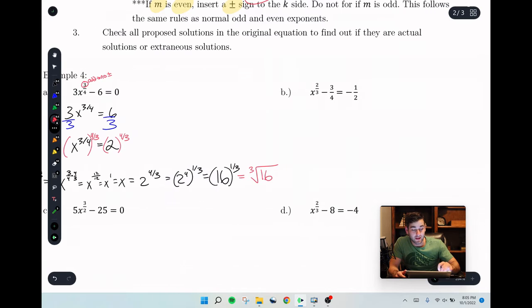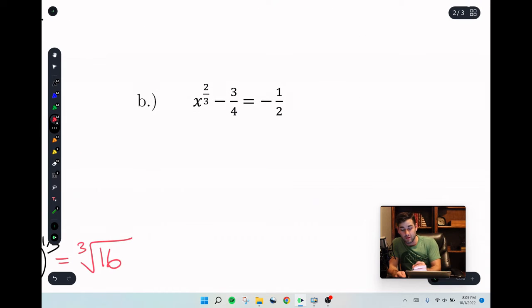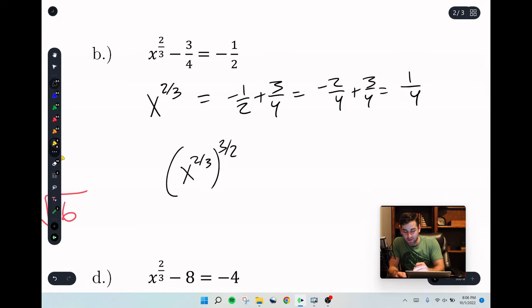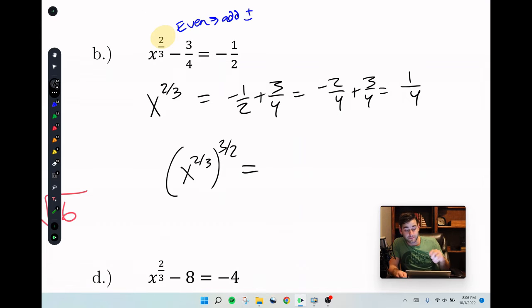If we were looking at something like the next one with the 2 right there, let's go ahead and do this fraction. 2/3, I wrote it backwards. 2/3 equals -1/2 plus 3/4. Adding fractions, it's always good to practice. That's the same thing as 2/4, plus 3/4, which is the same thing as 1/4. So now we can multiply by the flip. Oh, we need to make a little note, right? The top is even, which means we have to add a plus or minus at the end, because our negative sign wasn't preserved.